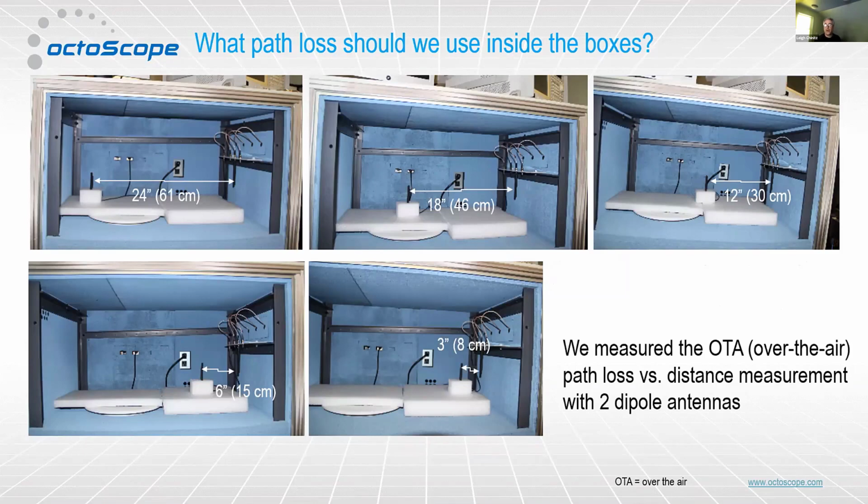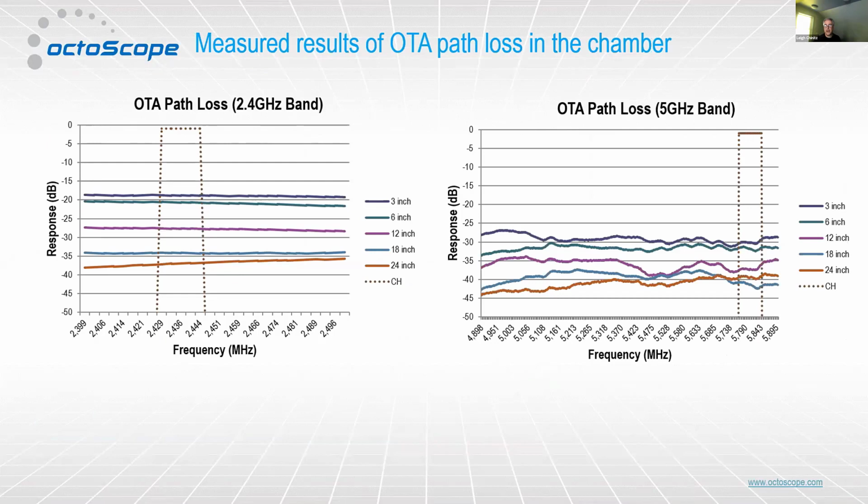So the first thing that's going on is that we've enclosed our devices into these isolated chambers. So there's an over-the-air link now between the device under test and our testbed antennas. So what path loss should we use for that? To answer that question, we actually measured the path loss inside the box using dipole antennas, so with a well-known antenna pattern. And we have data on that. We measured that in the 2.4 gigahertz band. We measured that in the 5 gigahertz band. We measured it for different separations between the antennas.